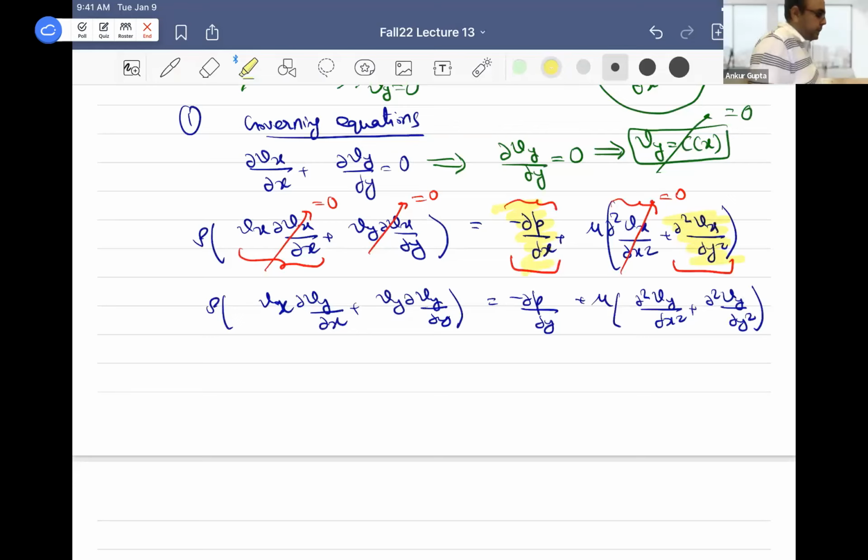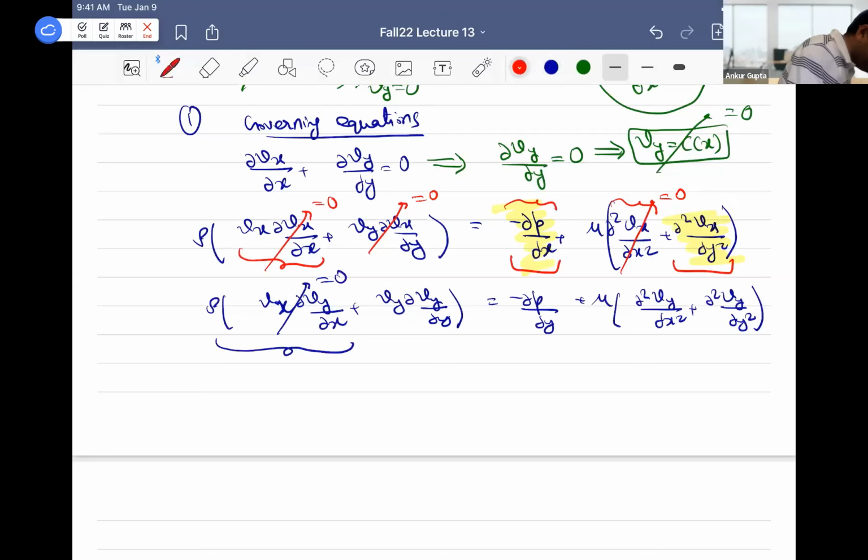All right. Now, the second equation. What happens to the first term, Vx del Vy by del X? 0 because Vy is 0. Then this term is also 0 because Vy is 0. Should del P by del Y be 0? We don't know yet. And then again, there is Vy and Vy here. This goes out. The only terms that remain here are this and these two.